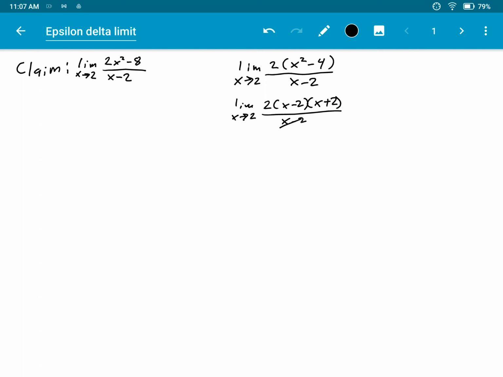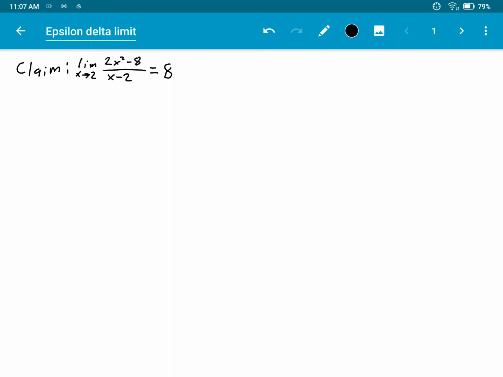My x minus 2's cancel, and so this is equal to 8, because I can just plug the x equals 2 in. And so we claim that the limit as x approaches 2 of (2x squared minus 8) over (x minus 2) is 8. And in practice, that's how we solve this problem. However, that's not a proof. So I want to show you how to actually prove that this limit is 8.